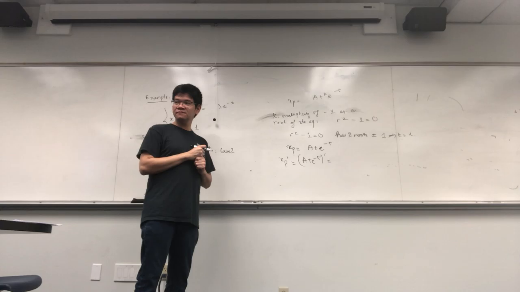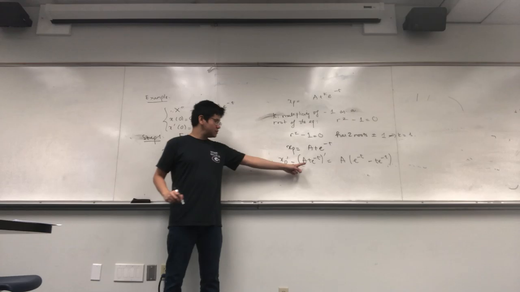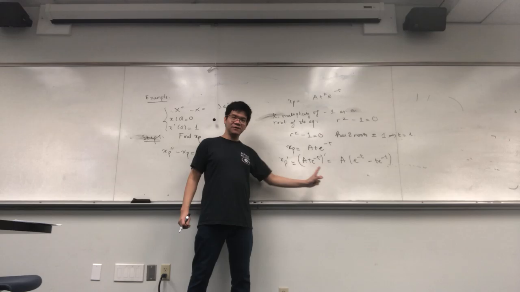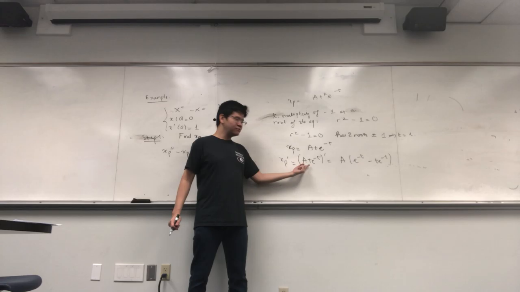This gives you A e to the power minus t minus A t e to the power minus t. In order to take the derivative of this one, you take the derivative of the first guy times the second guy plus the first guy times the derivative of the second guy. The derivative of the first guy is 1, because the derivative of t is 1, so this is e to the power minus t. The derivative of the second guy is minus e to the power minus t.